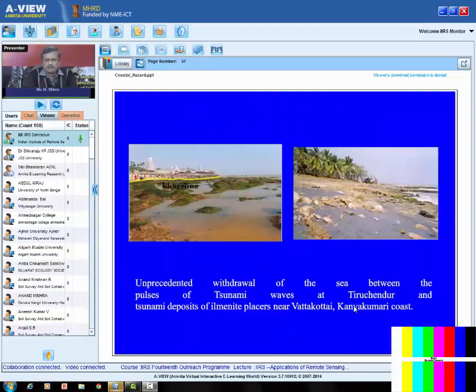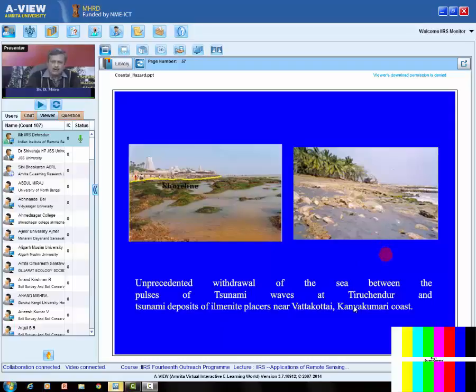As we know, during the tsunami, suddenly there was a certain withdrawal of the water in this region. You can see the unprecedented withdrawal of the sea between the pulses of tsunami waves at Tiruchendur and near the Kanyakumari coast, particularly. So there was almost no water; the water had gone much farther into the sea. But because of this unprecedented effect, people come to see what has happened. This is the warning. Suddenly the water will come with huge speed, so hardly anyone will get time to run away from the coast, and there will be total devastation.